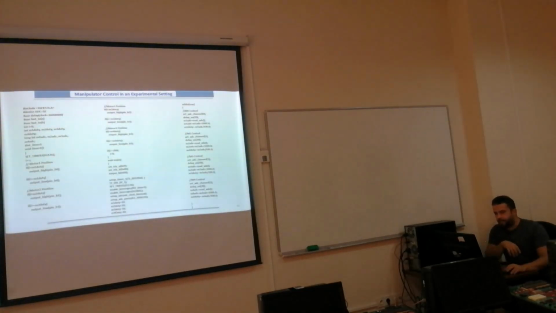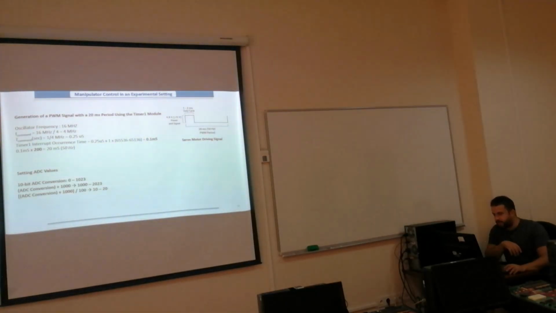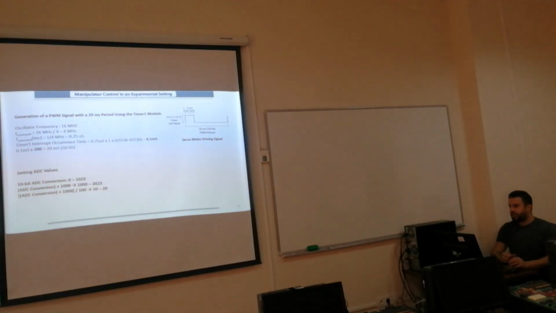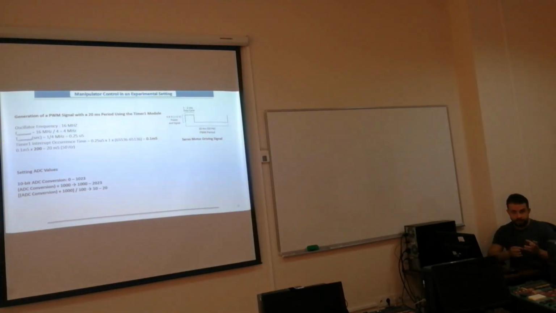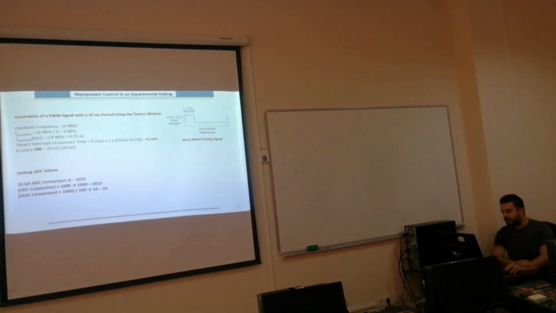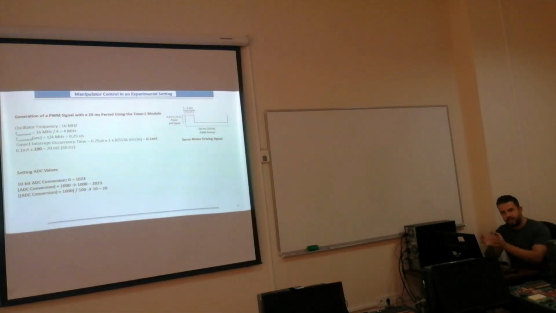1023. Then we add 1000 to this value, and then divide by 100, and we get an interval between 10 to 20. When we multiply these values by the 0.1 millisecond interrupt occurrence time, we obtain a PWM signal between 1 to 2 milliseconds per cycle, which has a 5 volt value within these intervals based on potentiometer positions. Then we are going to use these signals, from these 4 potentiometers, to control the positions of our 4 different servo motors.